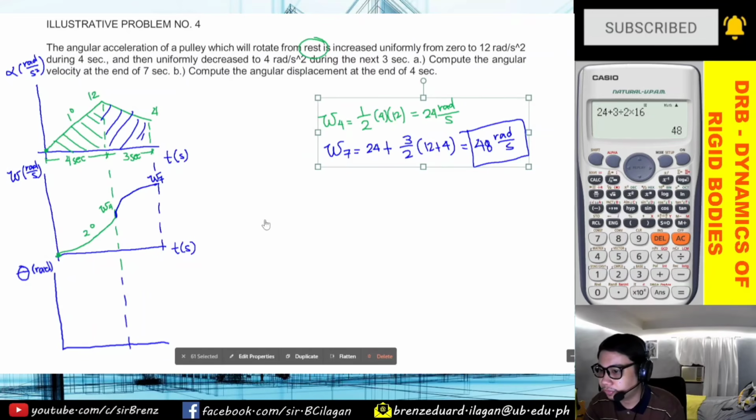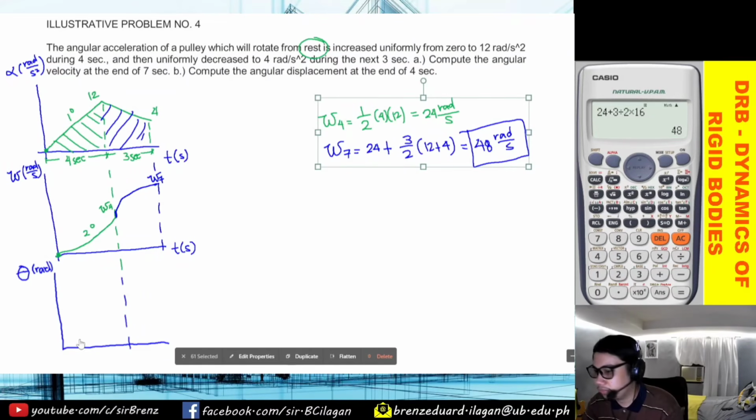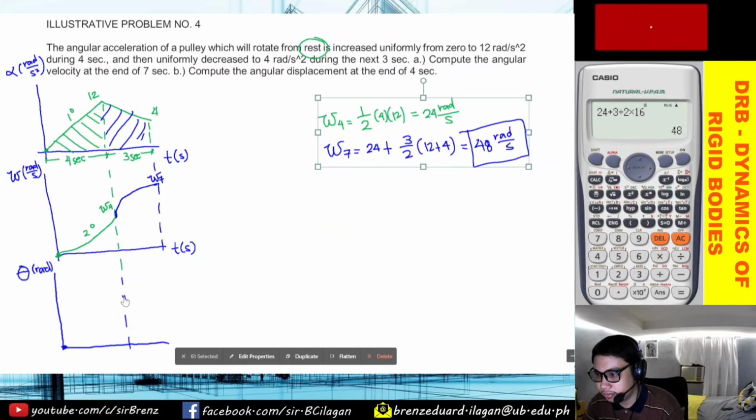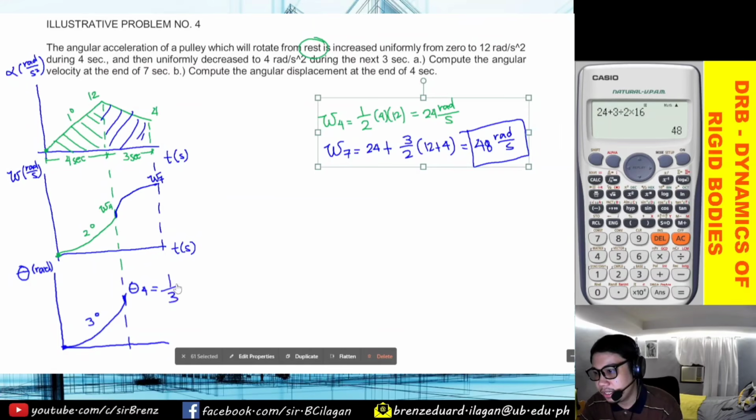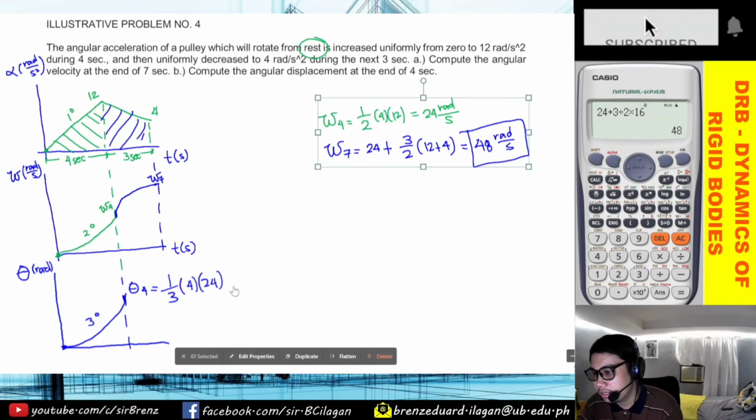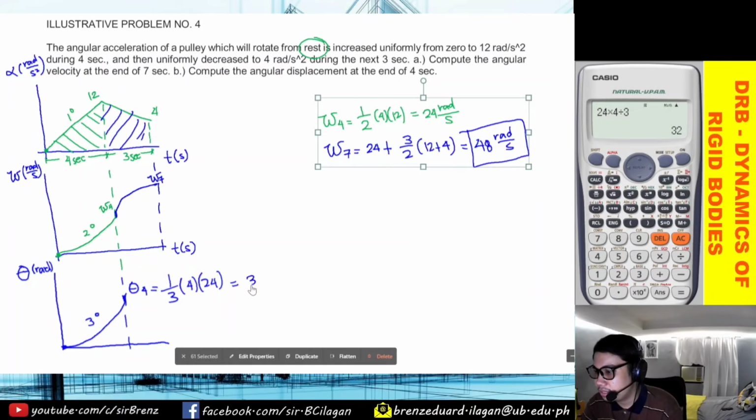Ito. So, again, ganun lang ulit. So, minimum, maximum, magiging 3rd degree lang to. So, displacement after 4 seconds. So, that is equals lang sa 1 over n plus 1, 1/3 ng base na 4, and then height na 24. So, the answer for that is 24 times 4 divided by 3. So, that is 32 radian.